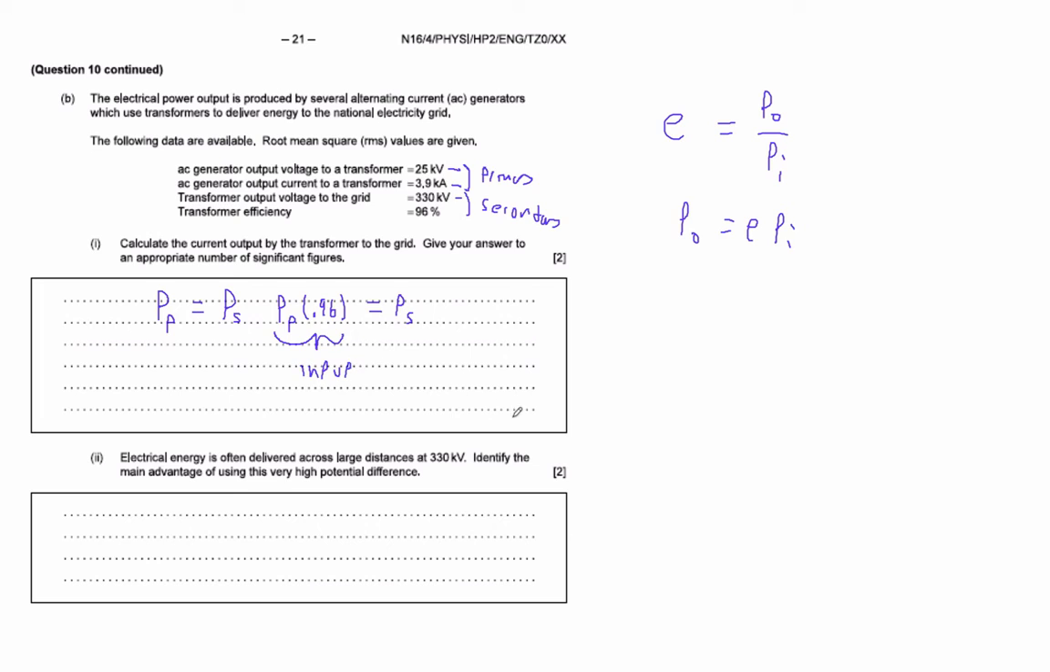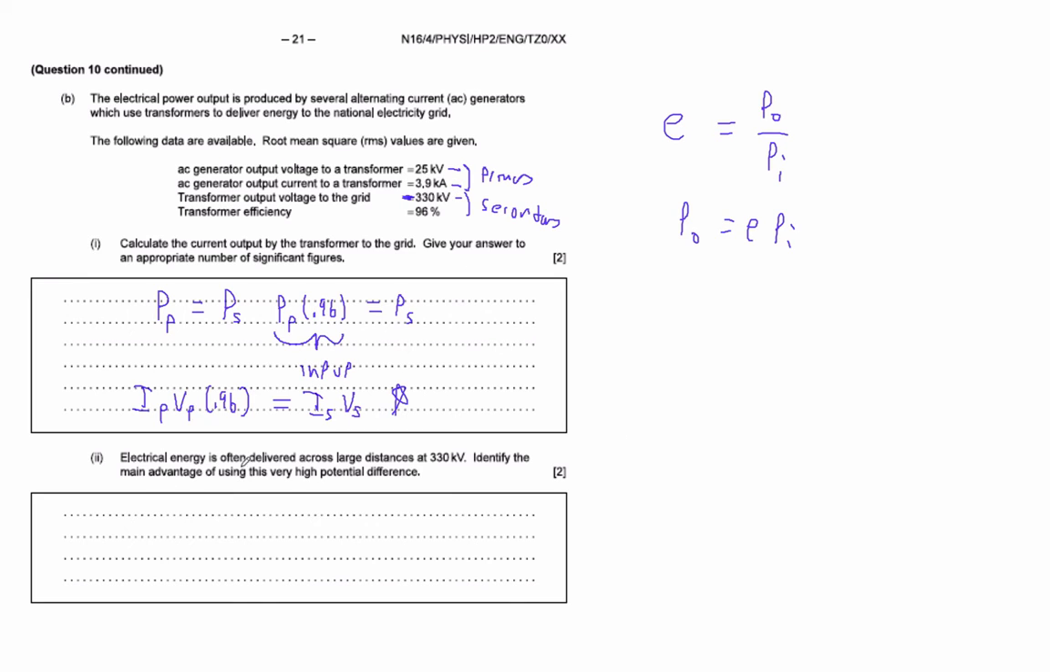Primary is your input, right? Okay, and then the formula used for power is just I times V, right? So I primary, V primary times 0.96 is going to give you I secondary, V secondary. Here's your secondary voltage. Here is your primary voltage. Here's your primary current. Okay. Notice that k is times 10 to the third, right? So that's 25,000, 3.9 thousand. That's 330,000, right? So just be careful there.